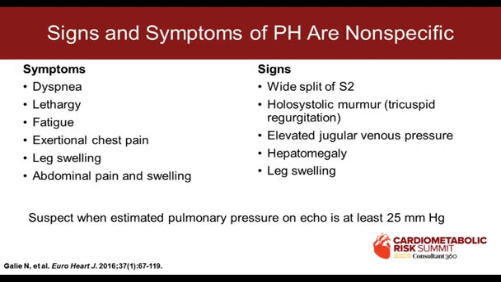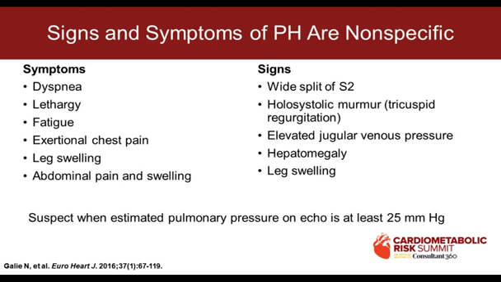Leg swelling and abdominal swelling can be seen, right, as blood backs up into the vena cava. That could also be seen with left heart failure. That can be seen with cirrhosis. That can be seen with nephrosis. That can be seen with chronic venous insufficiency. Once again, very nonspecific.